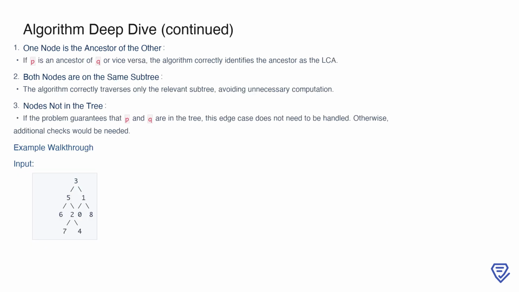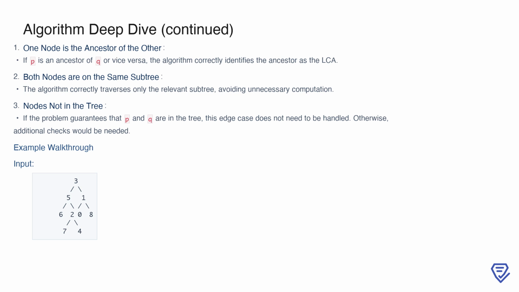This algorithm handles several edge cases seamlessly. For instance, if one node is an ancestor of the other, the algorithm correctly identifies the ancestor as the LCA because it encounters the ancestor node first during the traversal. Similarly, when both nodes are located in the same subtree, the algorithm naturally traverses only the relevant subtree, avoiding unnecessary computations.